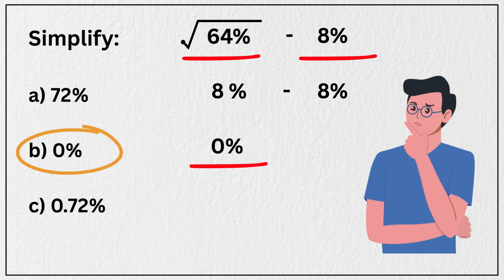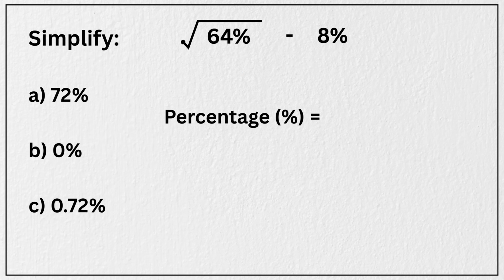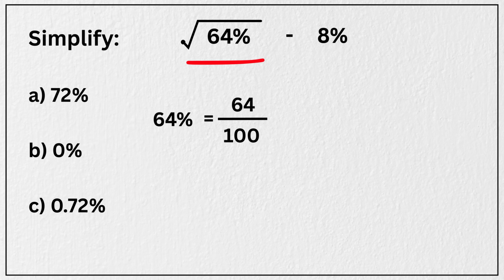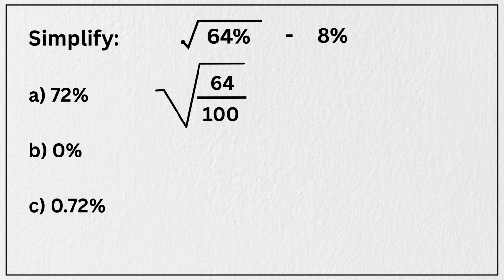But is that really correct? Let's look at it more carefully and solve it step by step. We must remember that the percent means the number divided by 100. So, 64% is the same as 64 over 100. 8% is the same as 8 over 100. So our expression becomes the square root of the fraction of 64 over 100 minus the fraction 8 over 100.